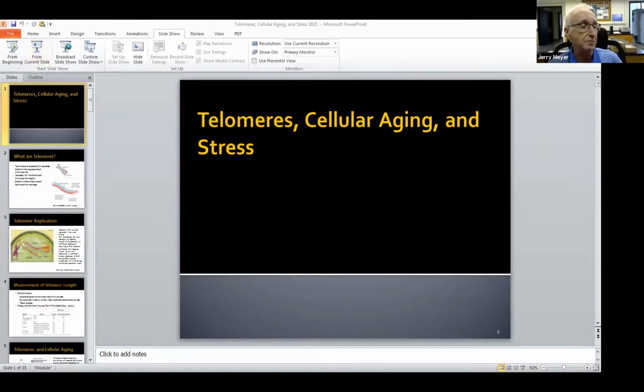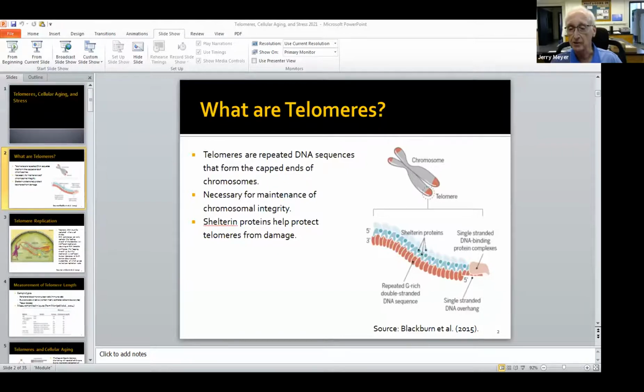All righty. So we're going to be talking about telomeres and how they can be used, or we believe they can be used, as a marker of cellular aging and evidence that this can be affected by stress. So what are telomeres? Again, we're going to start at the beginning with some basic concepts to make sure that everybody has some fundamental information as we go forward into the use of changes in telomeres as a biomarker of cellular aging, again affected by stress.